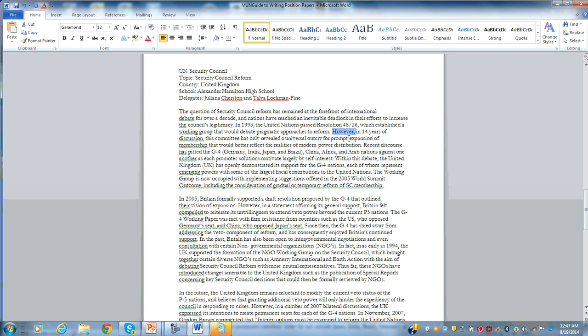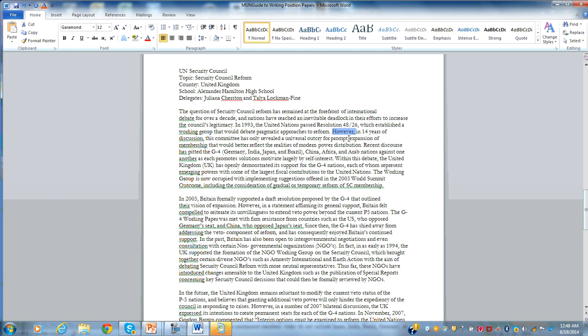The working group is now occupied with implementing suggestions offered in the 2005 World Summit outcome, including the consideration of gradual or temporary reform of SC membership. So here, the student is just bringing us up to speed on the current state of affairs. The main question here is who should be in the Security Council, and the student's just summarizing what's happened in the recent past regarding this issue.